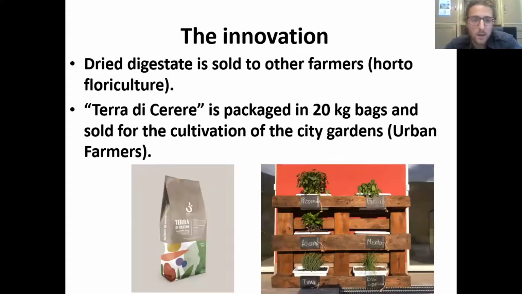We can say that part of the dried digestate is sold to other farmers that cultivate horticulture, like wine or apple fruits. And a part is packaged in 20 kilo bags, called Terra di Cerere, and is sold for the cultivation of city gardens, so for the so-called urban farmers.